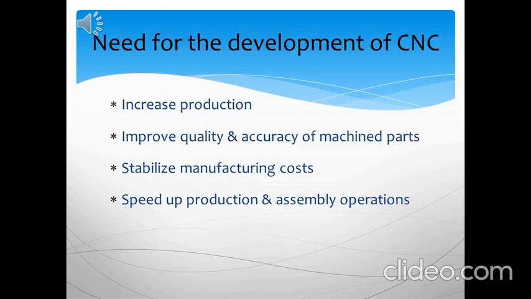Need for the development of CNC. There are a number of problems in conventional NC machines which have motivated the machine tool builders to seek improvements in basic systems. Some of the problems are part programming mistakes, non-optimal speeds and feeds, punch tape wear and tear, least reliable tape readers, and less management information. And also to increase production, improve quality and accuracy of machined parts, to stabilize manufacturing costs, and to speed up production and assembly operations, CNCs were developed.